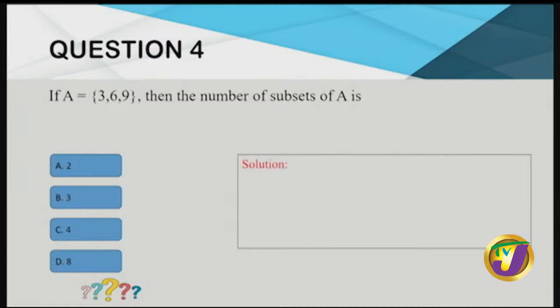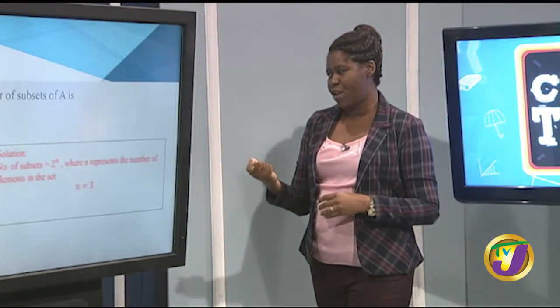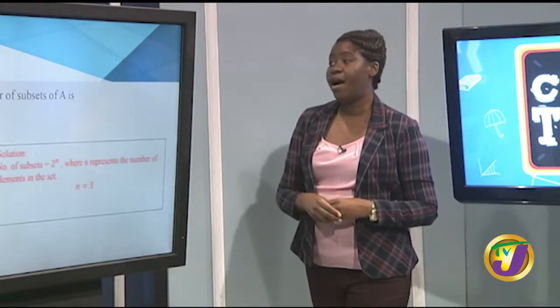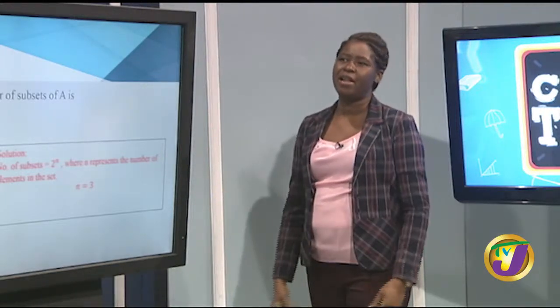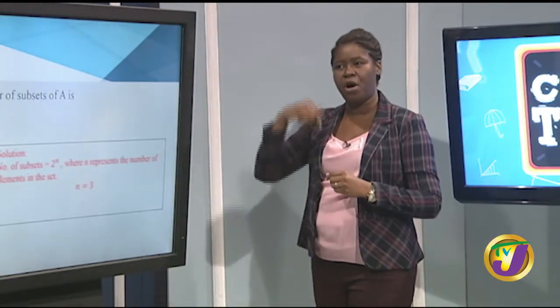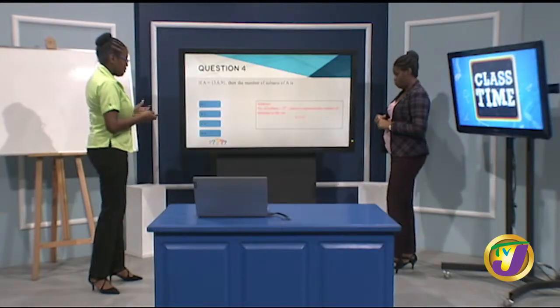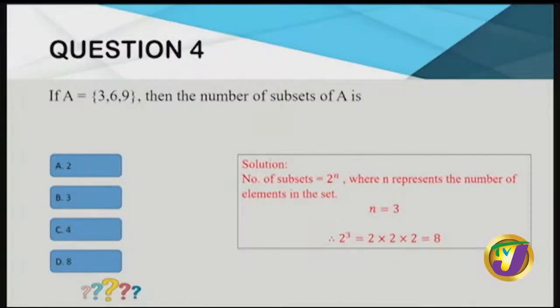Another conventional way: the number of subsets is usually represented by 2 raised to the n power, and that n represents the number of elements in the set. So I would just go 1, 2, 3, and then 2 raised to the third power. 2 to the third power is actually 2 multiplied by 2 multiplied by 2. So 2 raised to the power of 3 is not 2 times 3. We are saying 2 raised to the power of 3 is multiplying 2 three times.